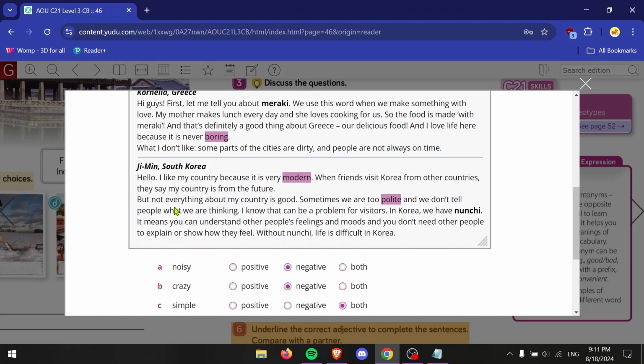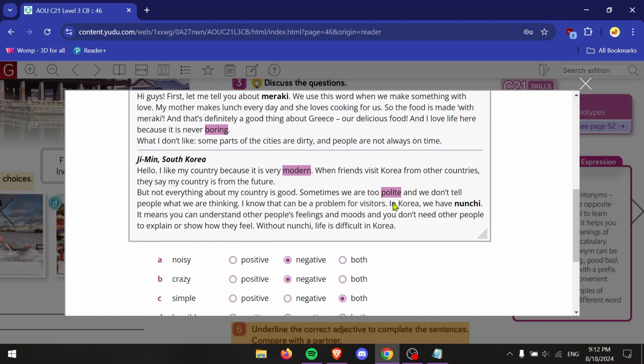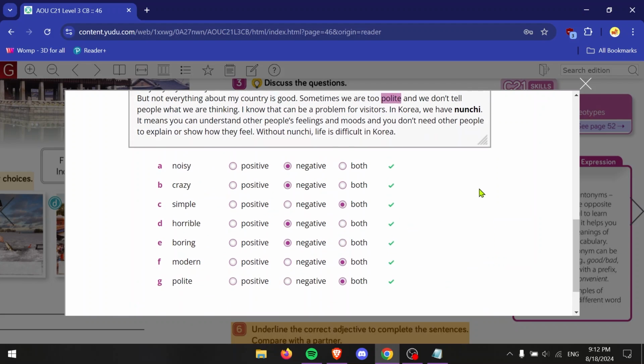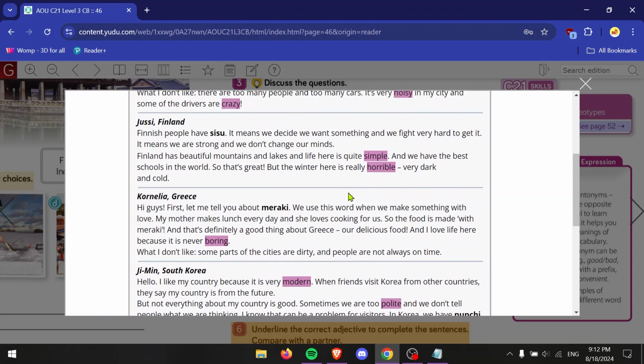And finally, polite. But not everything about my country is good. Sometimes we are too polite and we don't tell people what we are thinking. This can be taken two ways. Polite, it's obviously a good thing to be a polite person, but here people are too polite to the point where they don't really tell you how they really feel. And as we all know, not communicating leads to resentment. So polite here can be taken in both contexts, positive and negative. Check answers. Here you go. All right, great.